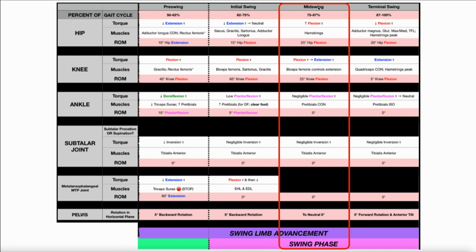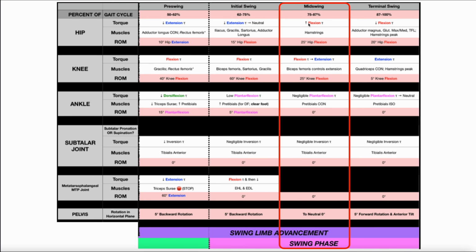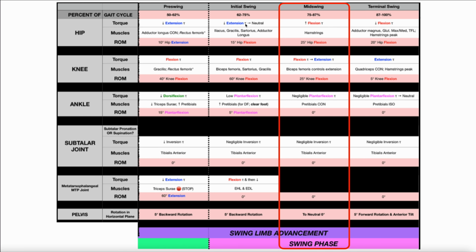Now, for mid-swing at the hip, we are transitioning from what was a decreasing extension torque to neutral to now an increasing flexion torque at the hip. Remember, with the hip, the thigh is advancing forward using the actions of the hip flexors. But you'll notice here that the hip flexors are no longer active. That's because we already have sufficient momentum that has been gathered by these hip flexors in initial swing, and now we just need to control that hip flexion so it isn't excessively driving that limb forward.